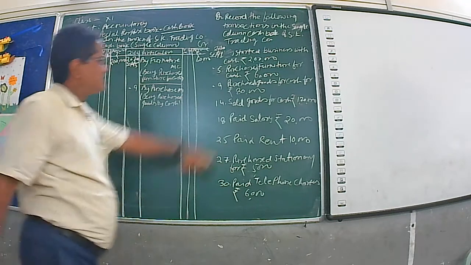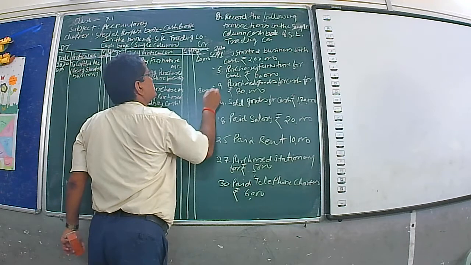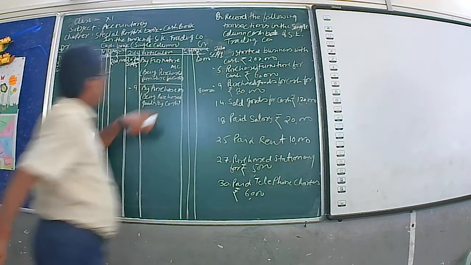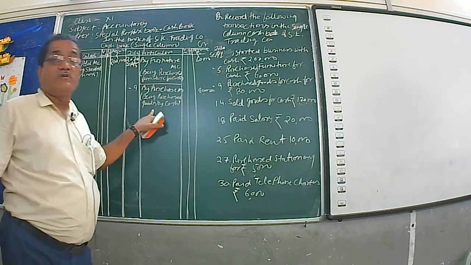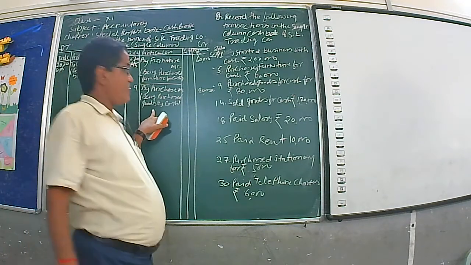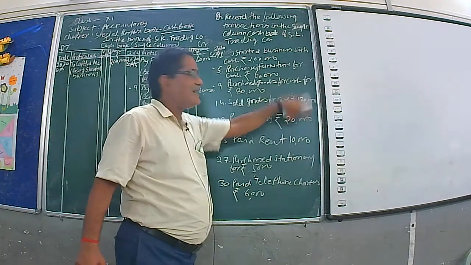And the amount is 80,000. As I have said to you, you will have to write the amount in front of the account, not in front of the narration. Next one, that is 14, sold goods for cash.